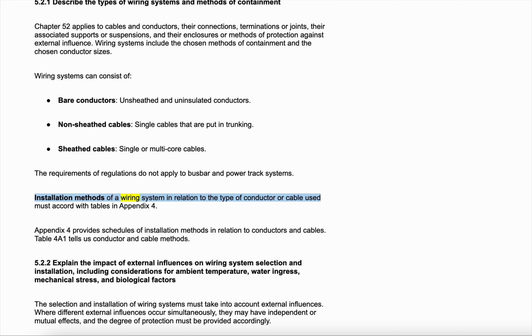Installation methods of a wiring system in relation to the type of conductor or cable used must accord with tables in Appendix 4. Appendix 4 provides schedules of installation methods in relation to conductors and cables. Table 4A1 tells us conductor and cable methods.